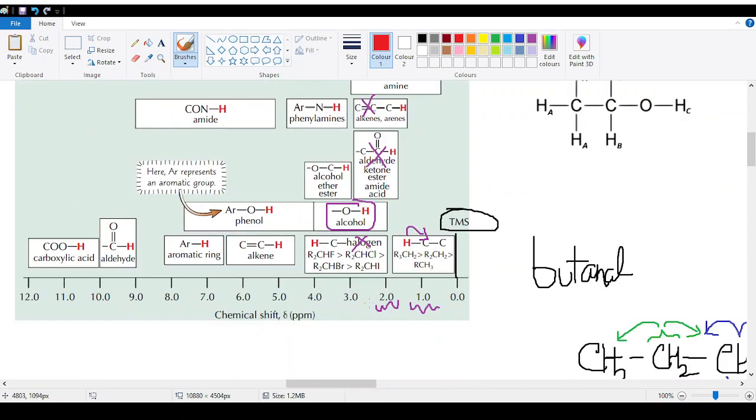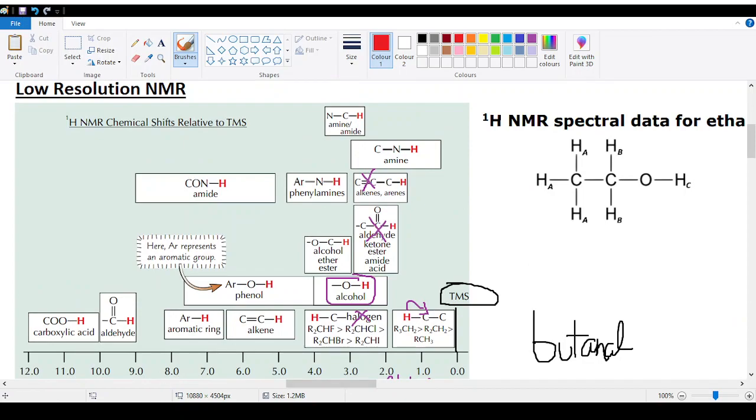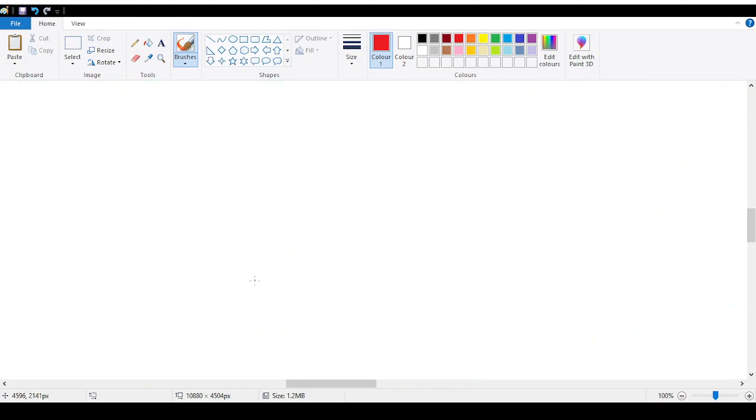So low resolution NMR is this much only. I don't really think there's more to show. We can move on to high resolution NMR. High resolution NMR is a bit confusing, but I'll take it slowly, step by step. So the first question that you have is, what's the difference between high resolution and low resolution NMR?